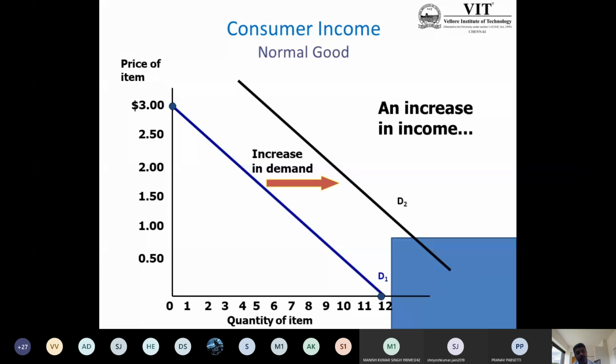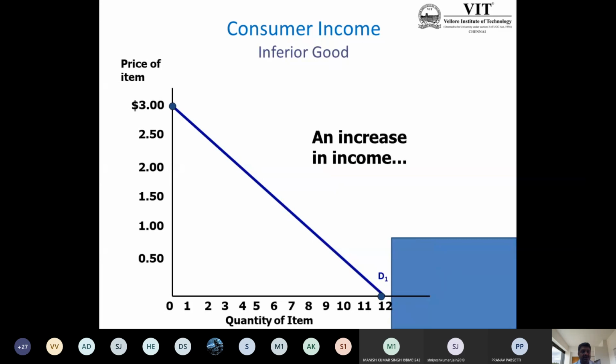What will happen to the inferior goods? My salary increased. Earlier I was buying ordinary rice. Now I switched from ordinary rice to organic rice. So the demand for ordinary rice decreased because of the increase in my salary. So an increase in income increases the demand for good or superior products. An increase in income decreases the demand for inferior goods, inferior products. Is that clear?